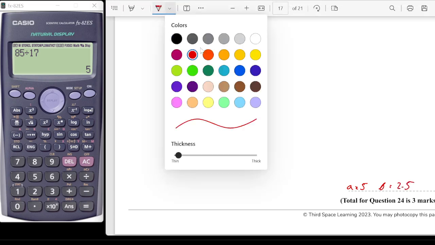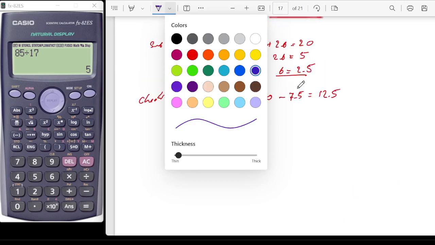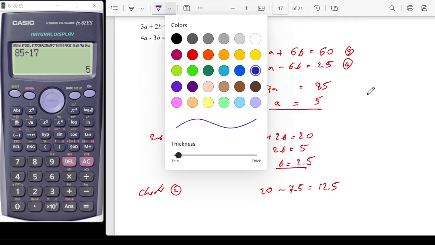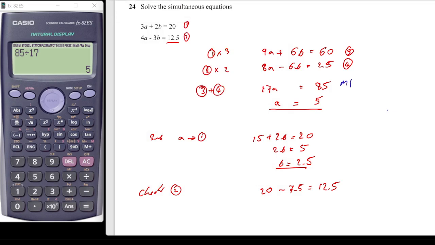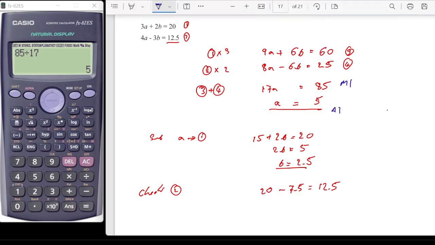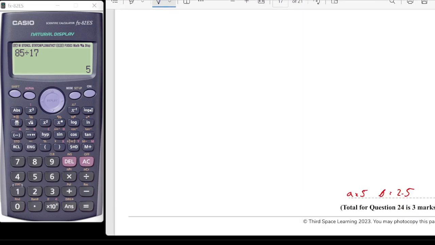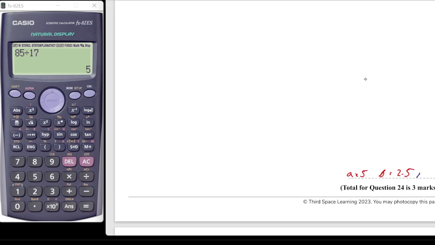Right, we have got M1 for converting both equations to make coefficients of a or b equal and attempt to add or subtract equations. So we will go for M1 there. And A1 for either 5 or 2.5. And then second A mark for both being correct.